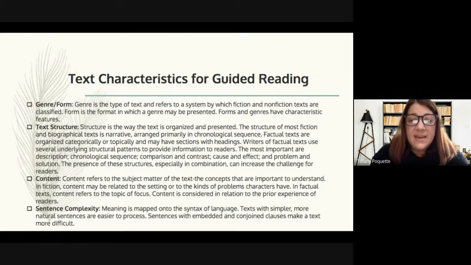Sentence complexity. Meaning is mapped onto the syntax of the language. Texts with simpler, more natural sentences are easier to process and will be found in lower level books. Sentences with embedded and conjoined clauses make a text more difficult and will be found in higher level books.